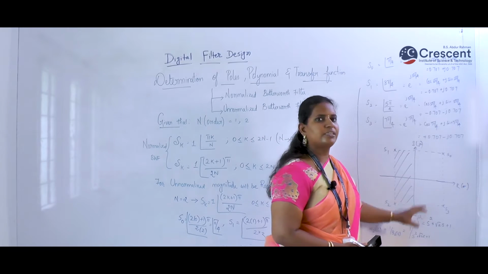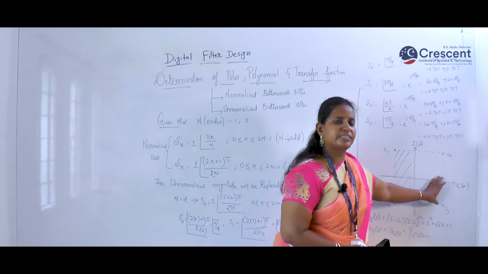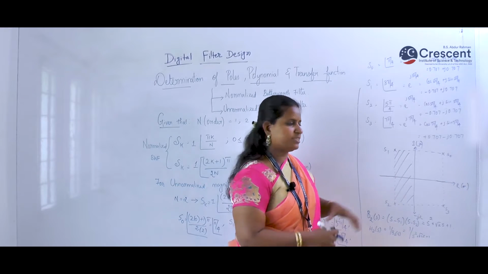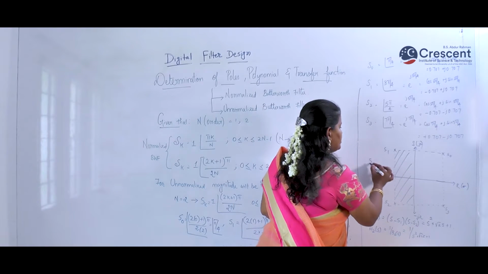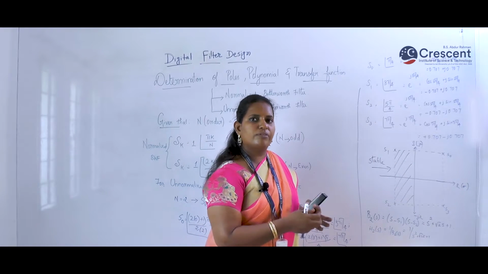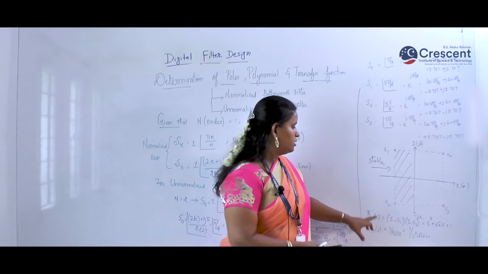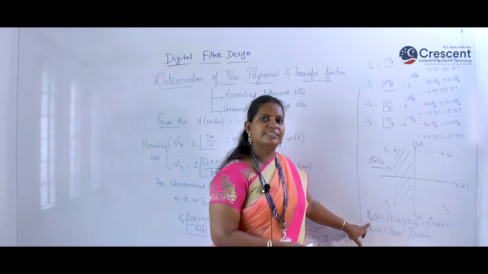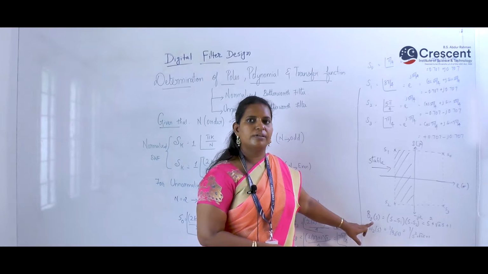From it, it is very clear that 2 poles lie towards the right side and 2 lie towards the left side. So this will be your stable system. Now we'll calculate the polynomial function and the transfer function. So put it in the B2 formula. Why is it B2? Since we are going to calculate for order 2.